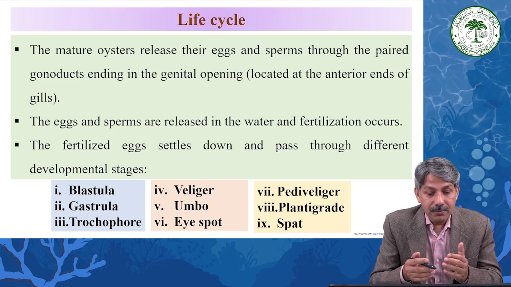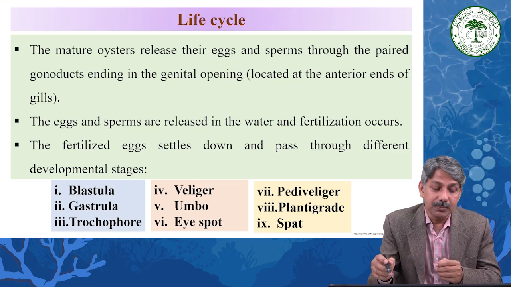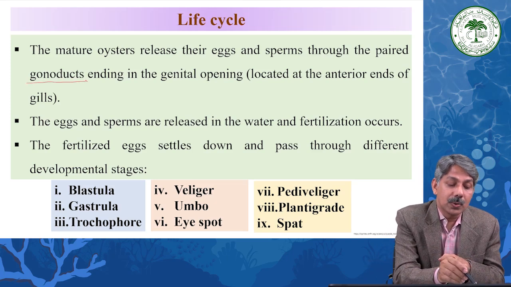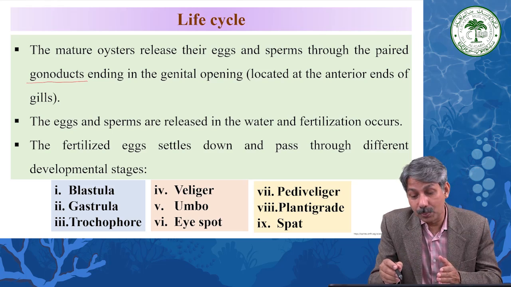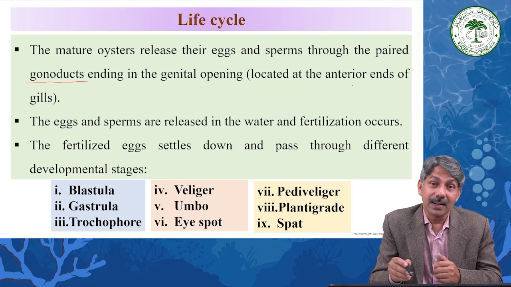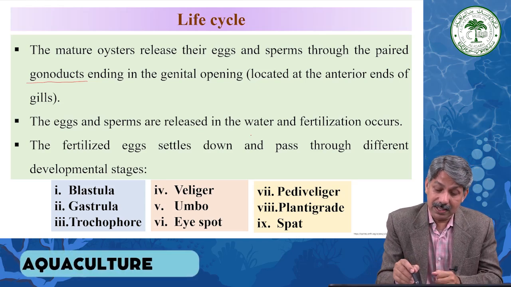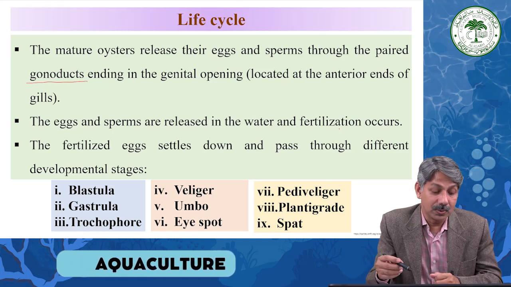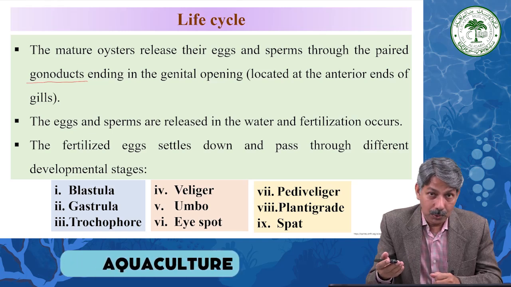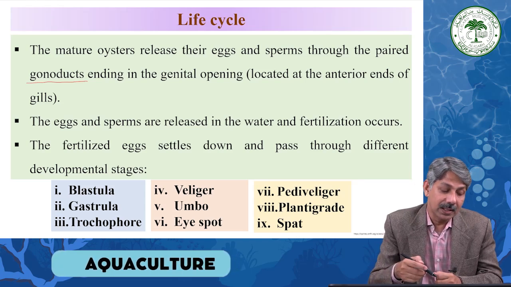Now, have a look on life cycle of Pinctada fucata. The mature oysters release their eggs and sperms through the paired gonoducts, which ends in the genital opening located at the anterior ends of gills. The eggs and sperms are released in the water and fertilization occurs. External fertilization occurs, so the gametes from both male and female are released, and then external fertilization occurs.